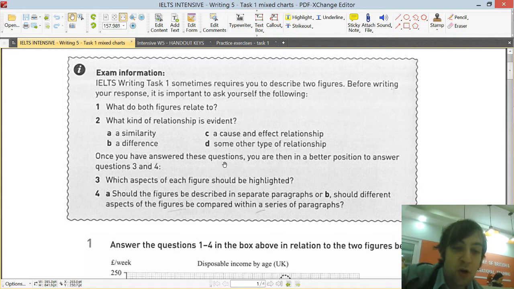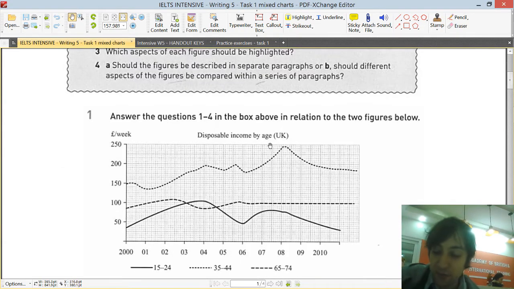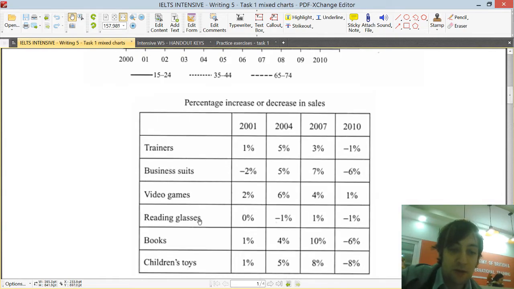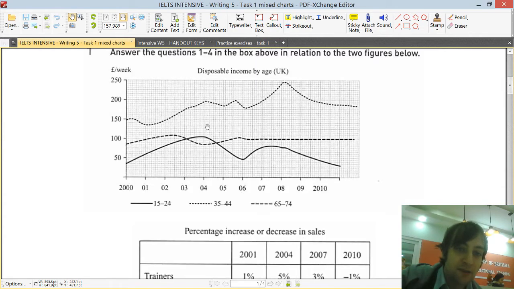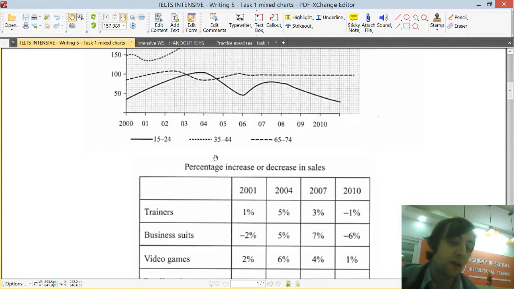Okay, let's talk about the aspects of each figure that should be highlighted. So, if you look at the overall trends, you may notice a connection between the disposable income of the three age groups and the sales figures for the products most likely to be purchased by people in these age groups. As I showed you before, if you have a look at video game sales and their increase in 2004 to 6%, that relates to 15 to 24-year-olds having more disposable income in that period than in any other period, okay?